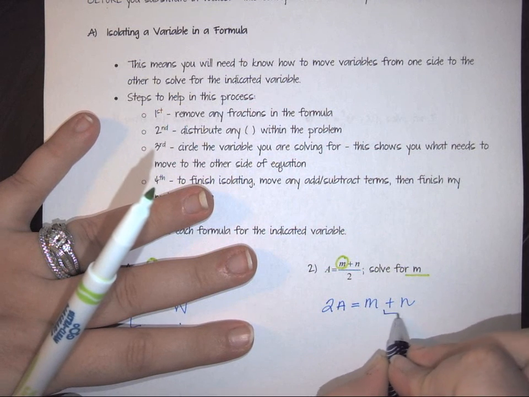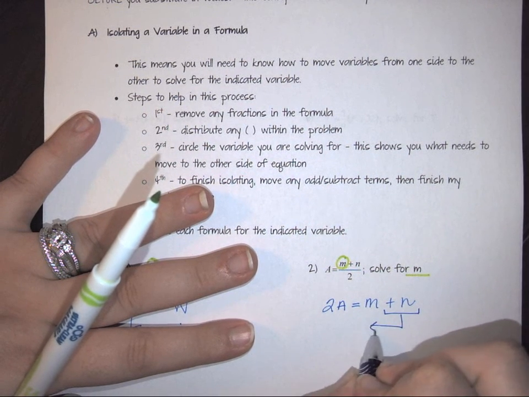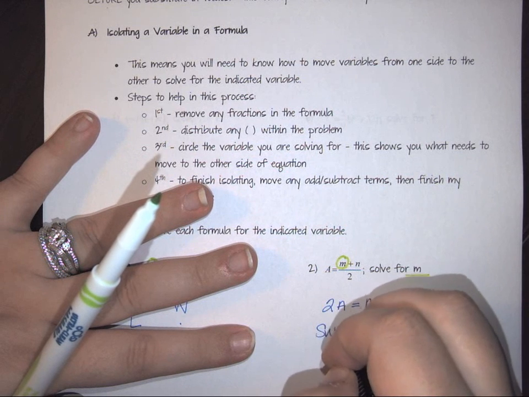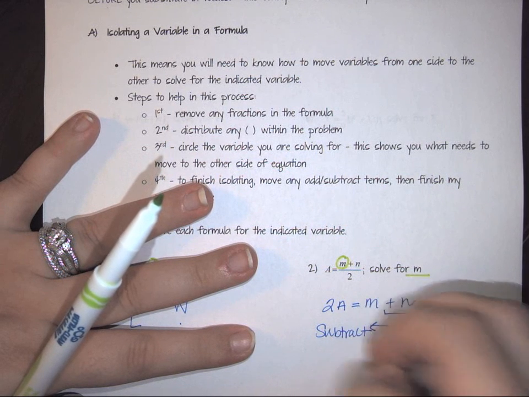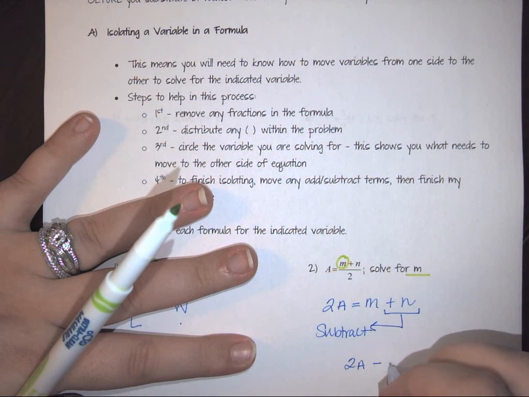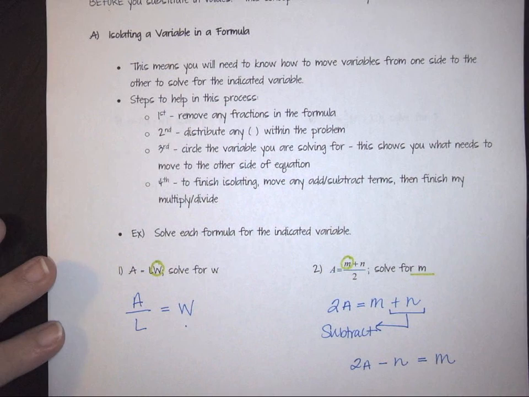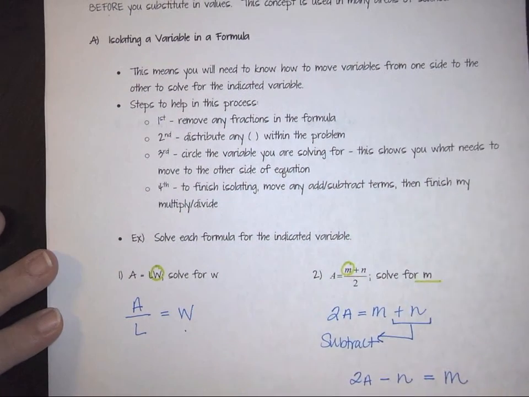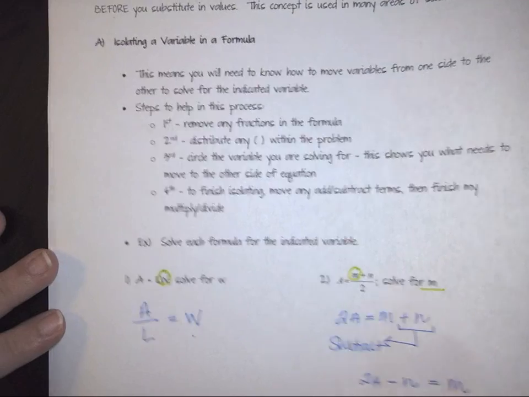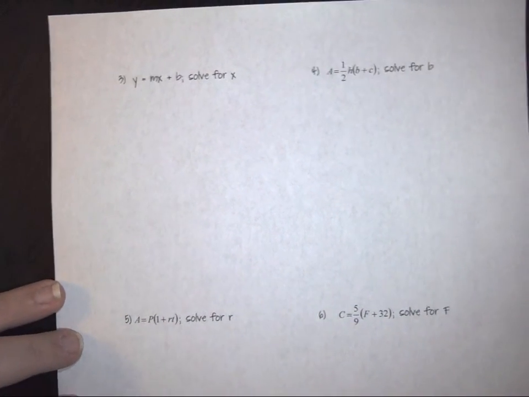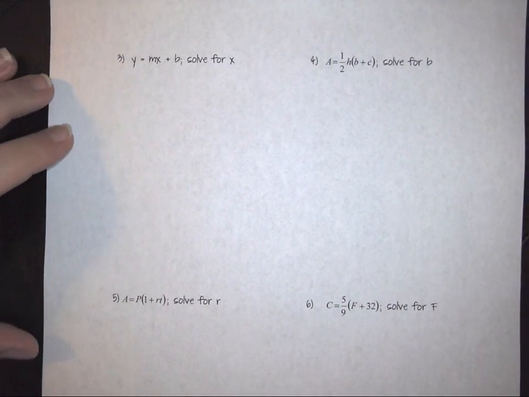I then need to take this n and move it. Since it is being added, to move it I have to subtract. Therefore, we get that 2a minus n equals m. Since I have solved for the variable that I needed, that's all we're looking for. Okay, so let's look at a couple more different formulas, each one slightly more complicated than the rest.